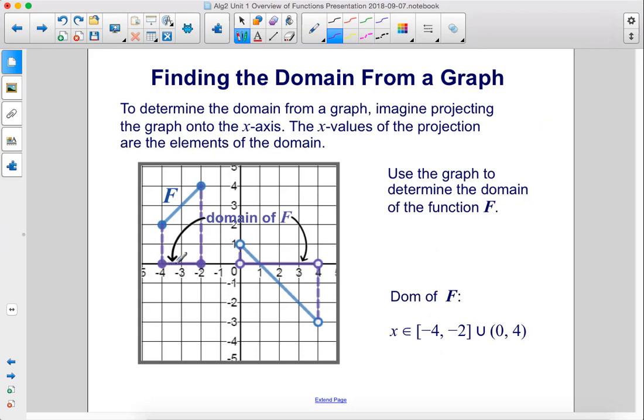Alright, so here we have the function projected onto the x-axis. So you would write that as -4 to -2, including those points, which is why these are brackets. And then over here, we have from 0 to 4, but these are normal parentheses, not brackets, because we're not including the points 0 and 4.